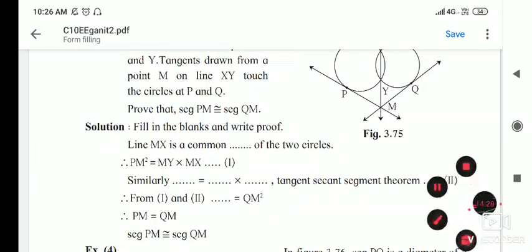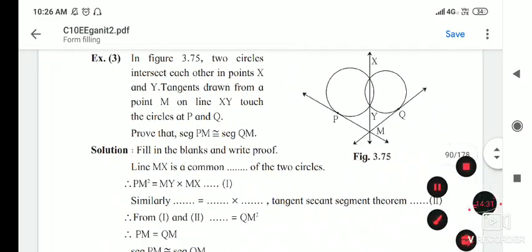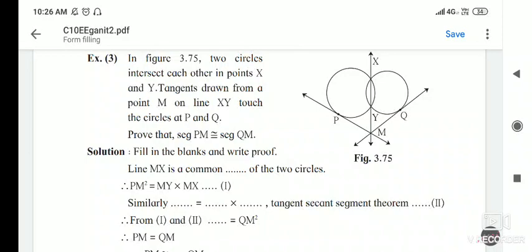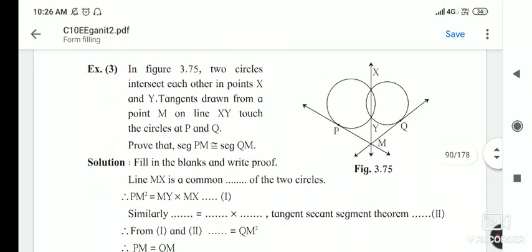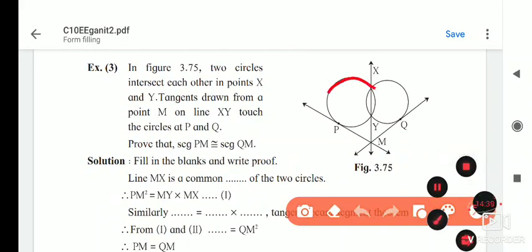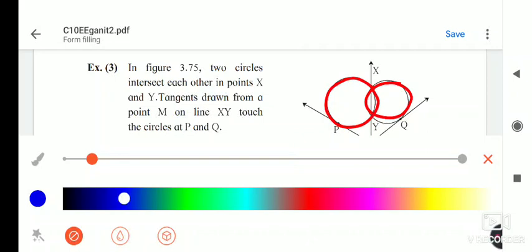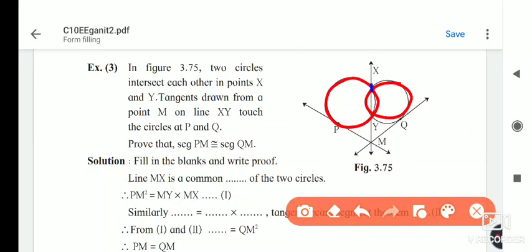We saw two solved examples from this, and the next solved example is there that we will see now. Here in the figure, two circles intersect each other at two points, X and Y, which I have shown with the blue color.